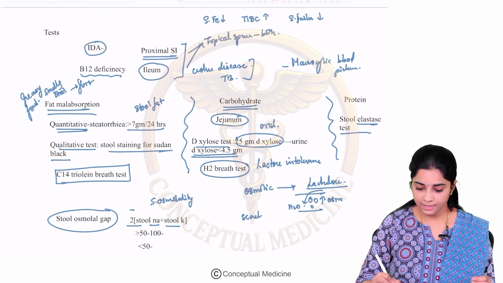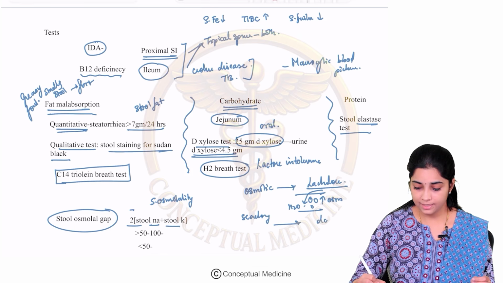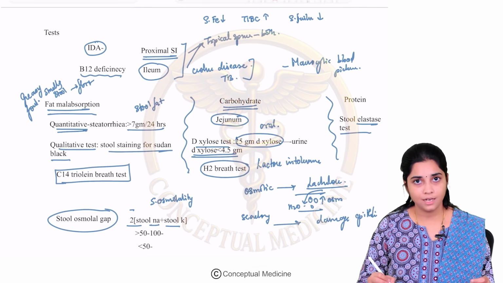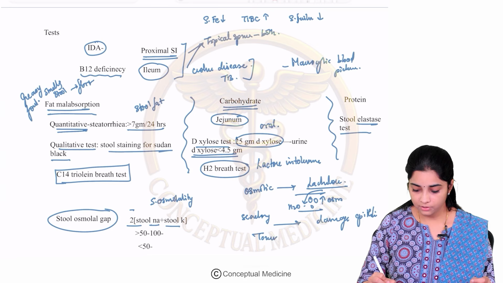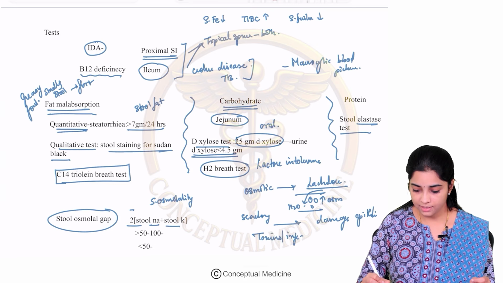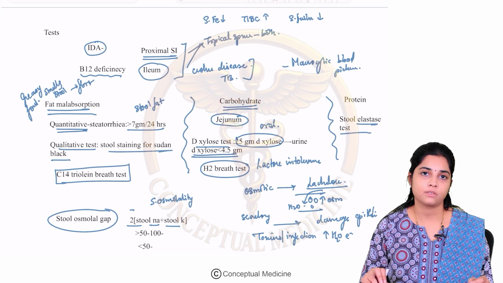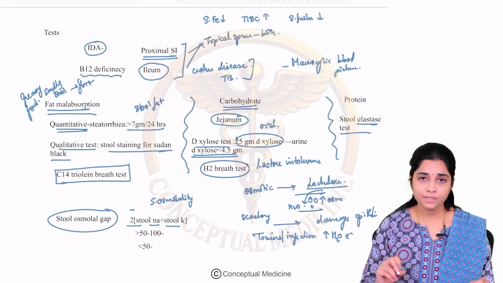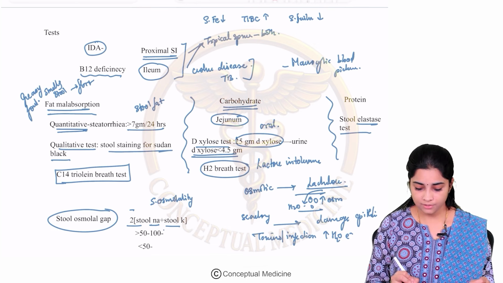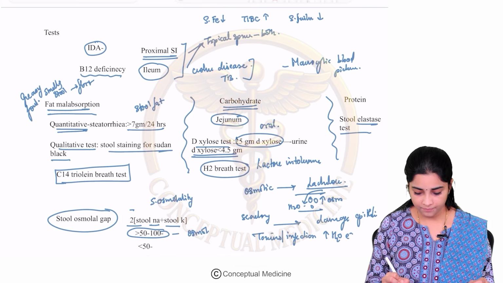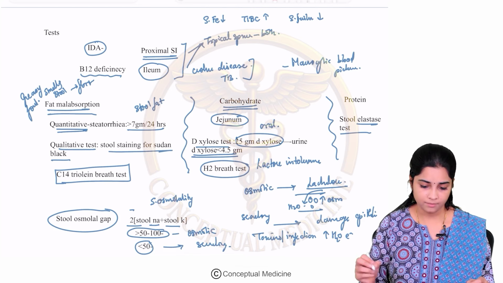In secretory diarrhea, there is damage to the intestinal epithelium, mainly because of toxins or infections, as a result of which there is increased production of water and electrolytes by the damaged mucosa, which causes your secretory diarrhea. So how does the stool osmolar gap help here? If the stool osmolar gap is more than 50 to 100, then this is an osmotic diarrhea. If the stool osmolar gap is less than 50, then this is a secretory diarrhea.